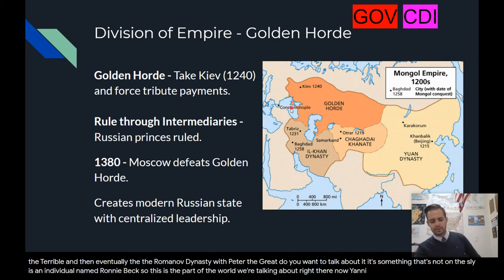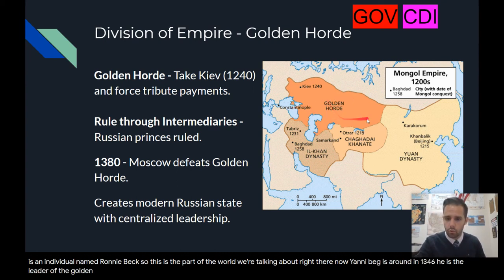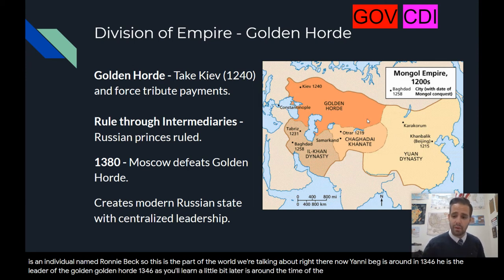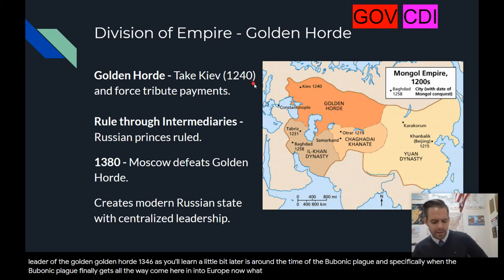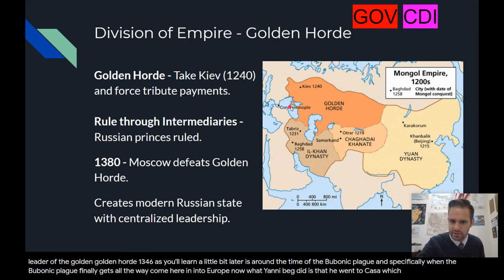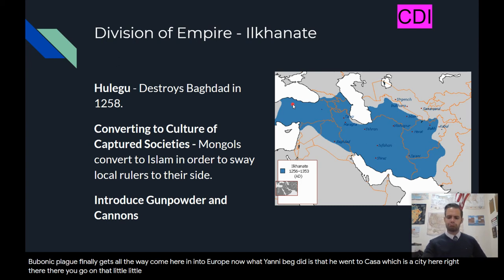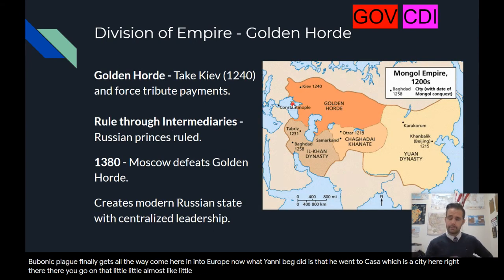Now, Jani Beg is around in 1346. He is the leader of the Golden Horde. 1346, as you'll learn a little bit later, is around the time of the bubonic plague, and specifically when the bubonic plague finally gets all the way from here and into Europe. Now, what Jani Beg did is that he went to Kaffa, which is a city here, right there. There you go, on that almost little island right there.